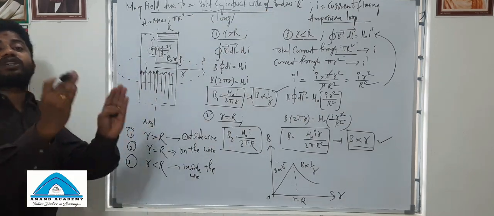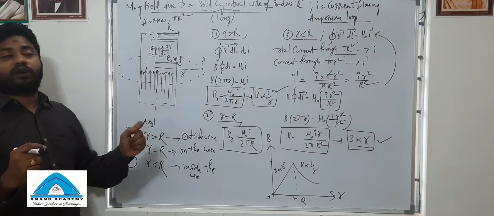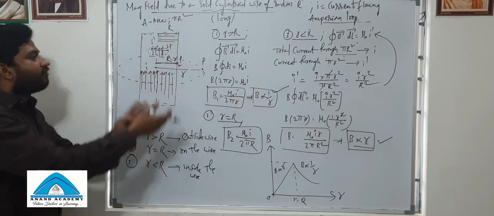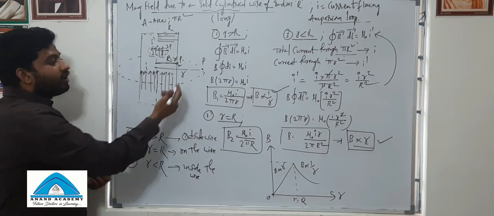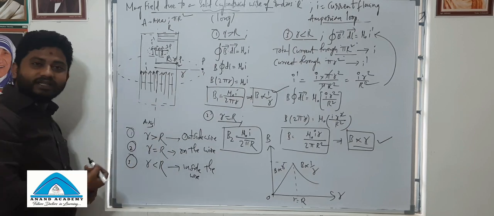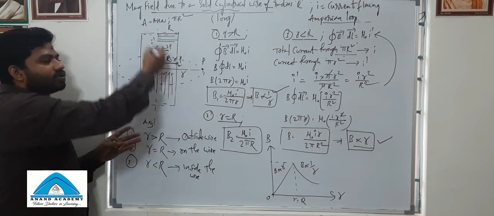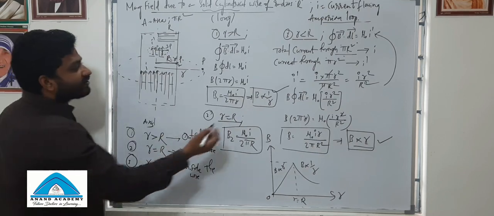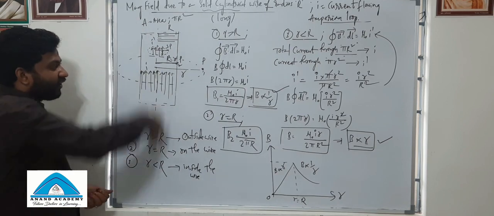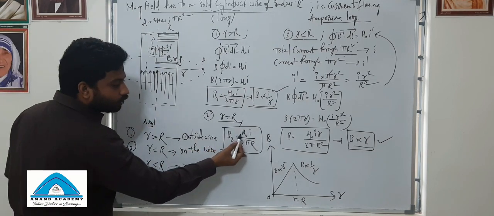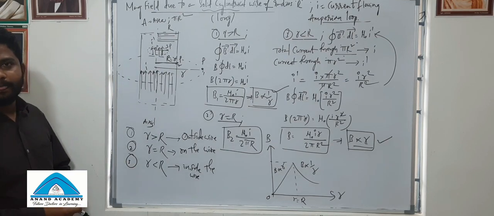If it is a hollow cylindrical wire, what is the concept? Let us talk about the first case. Whether it is hollow or solid, the first case is the same, where the point P is located outside. If you draw an Amperian loop, the current I passes through the loop, and you get the same equation: B is inversely proportional to r. On the surface, B is equal to mu naught I by 2 pi R. These two cases are the same.